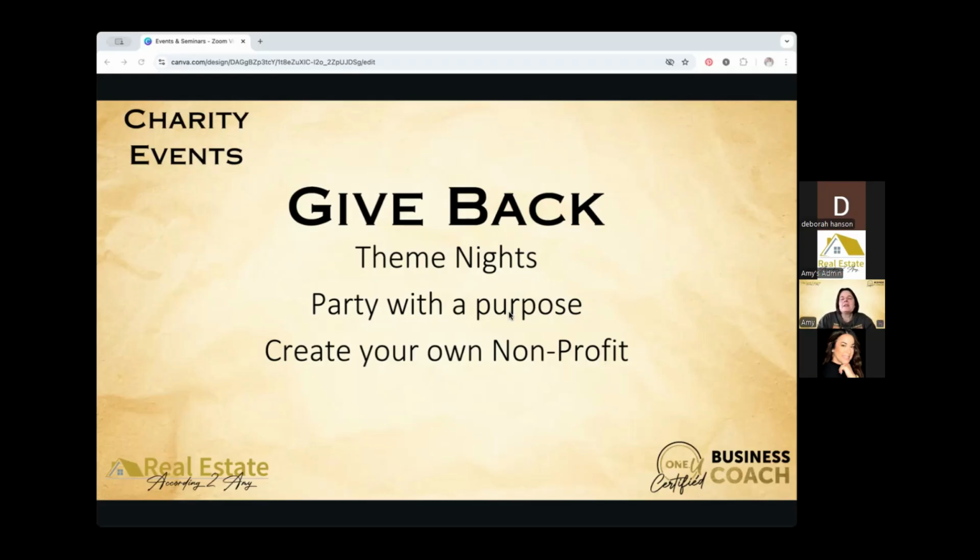And if you're going to go this route, you maybe even want to consider starting your own nonprofit. I probably wouldn't start there, but a month or a year or two into it, after you're hosting events, you kind of get the idea of it. You may even want to start your own nonprofit for something that is near and dear to your heart. So that give back idea is fun, and it's a great way to have it be like a party with a purpose. Any questions about events, seminars, or charity events?